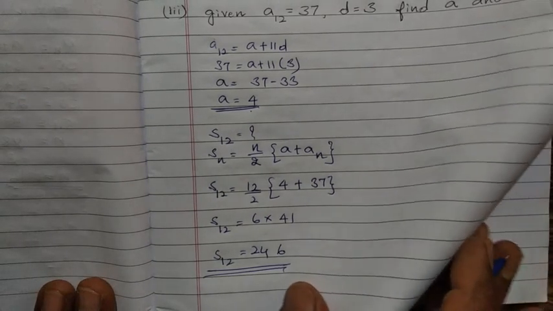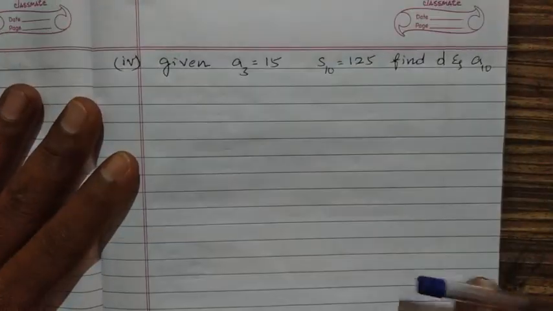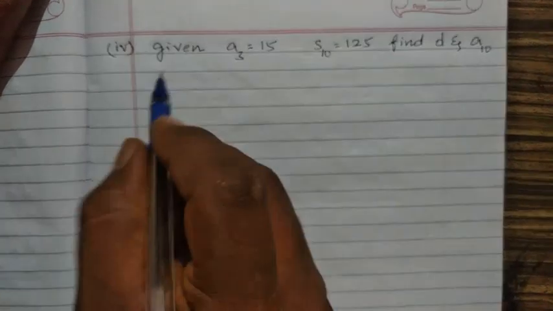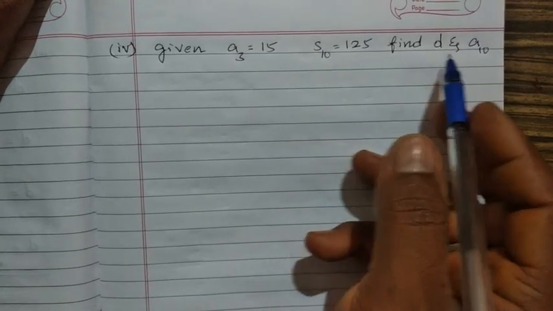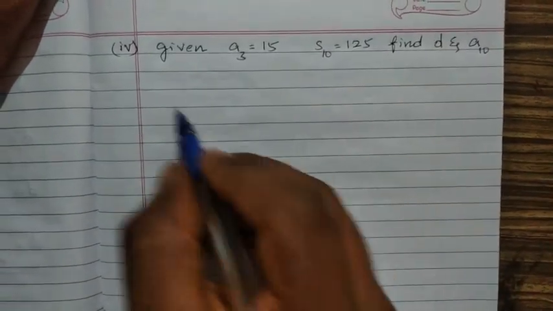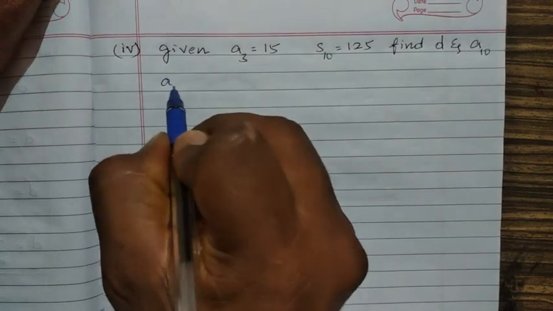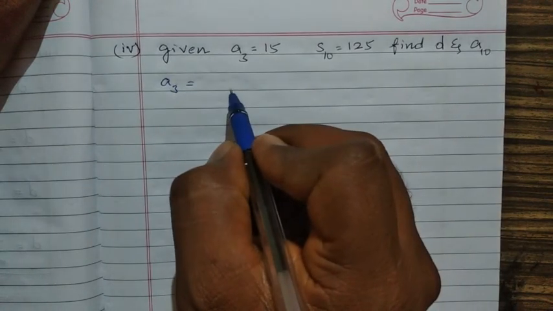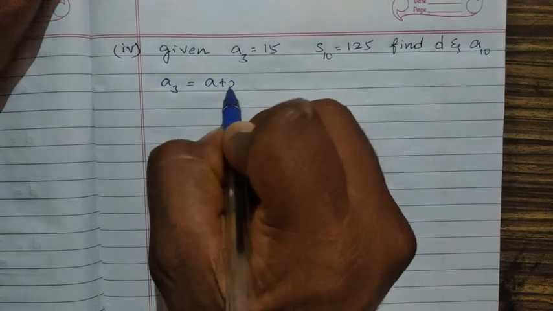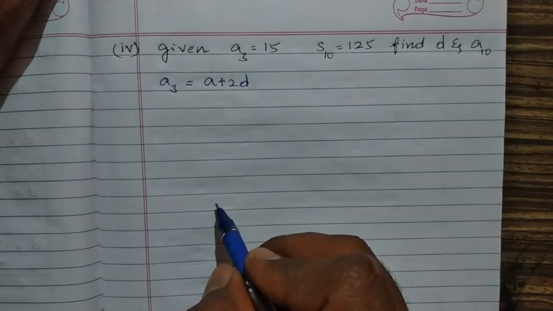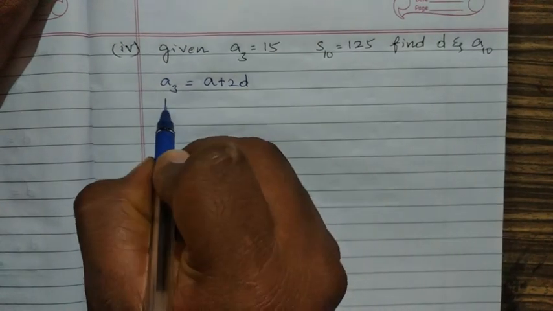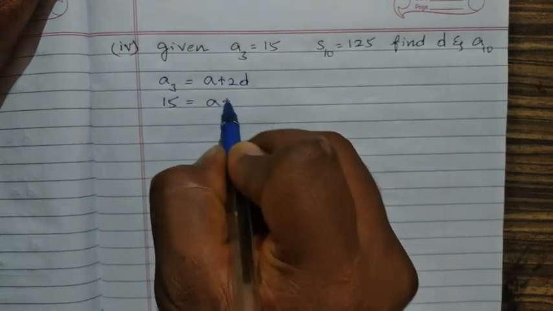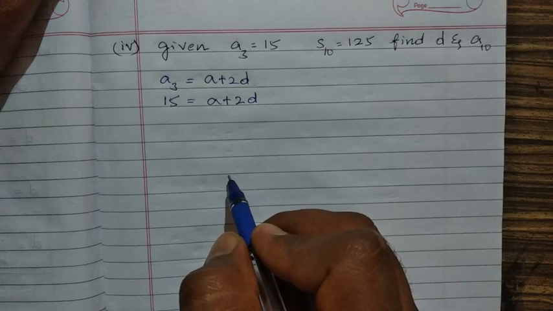Okay, shall we move to the next one now? Did you understand? Okay. Next one. The next question, fourth one. Here what they have given: A13 is 15, S10 is 125. Find D and A10. Okay, now let us take what is A3 equal to. A3 is equal to A plus 2D, isn't it? Then 15 is equal to A plus 2D, isn't it?